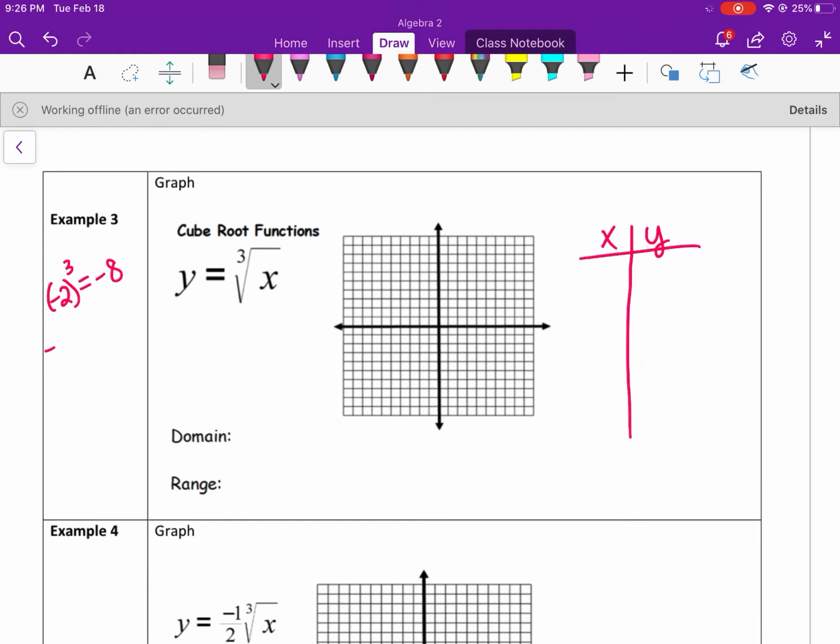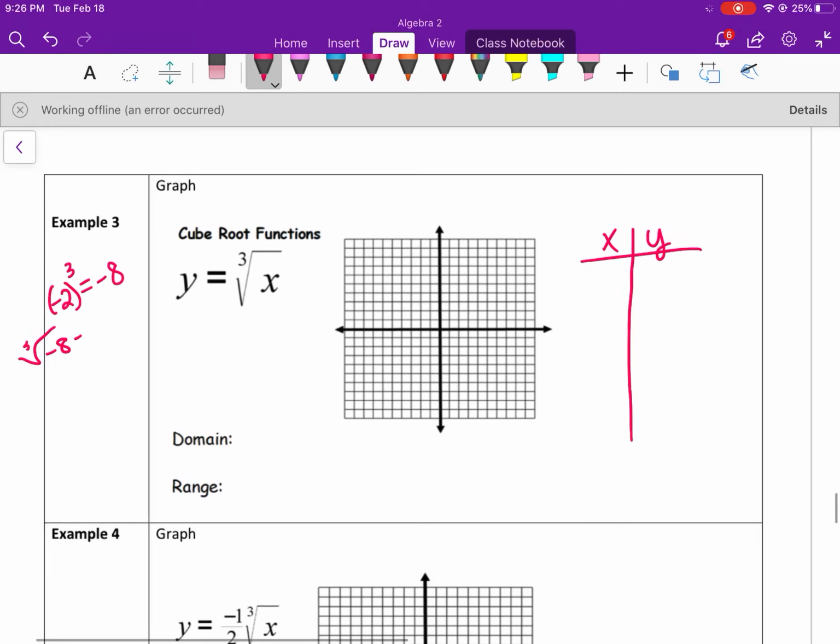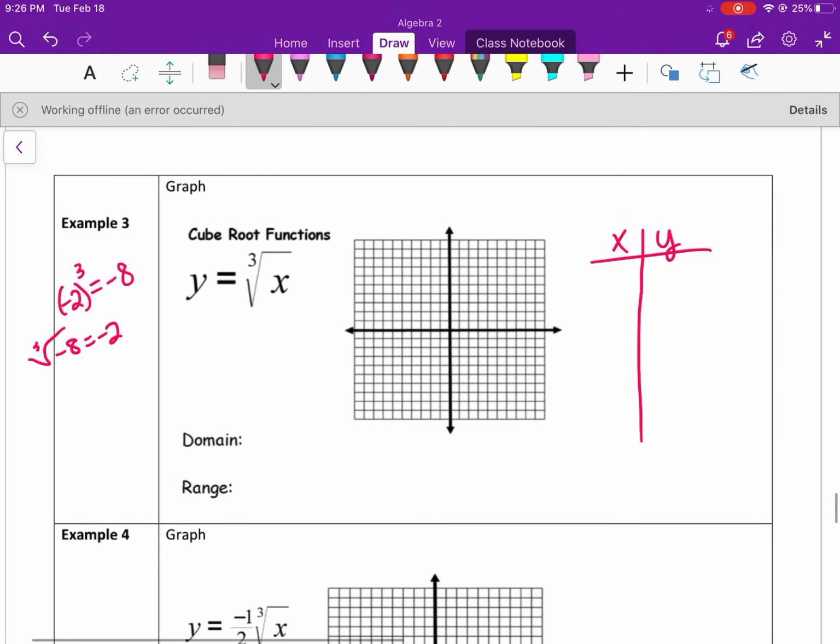So since you can take the cubed root of -8 and get -2, there isn't a domain restriction on the cubed root like there is with a square root, because you can cube root negative numbers and positive numbers. I am going to pick my x's strategically, though. I like to pick perfect cubes. So like -8, -1, 0, 1, 8.